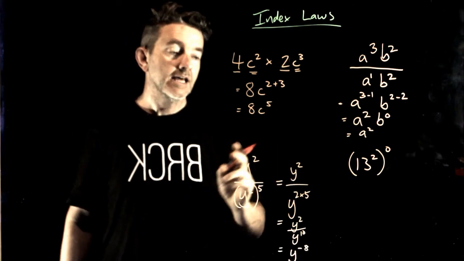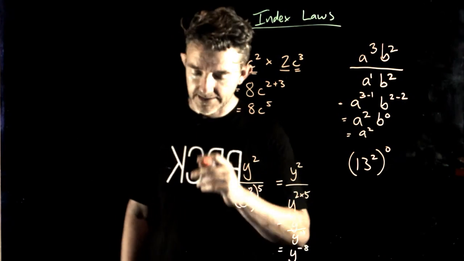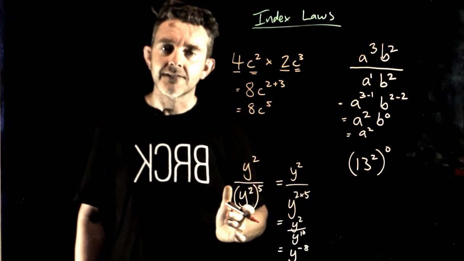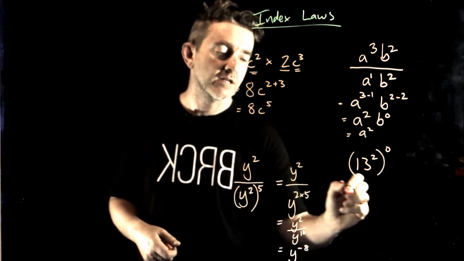Right. Last one, 13 to the power of 2 to the power of 0. You might be going, 13 squared, what's that? I need my calculator. Oh, is it 169? No, look at that 0 out there. If something's to the power of 0, it's 1. So that's a bit of a trick question. It's just equal to 1.